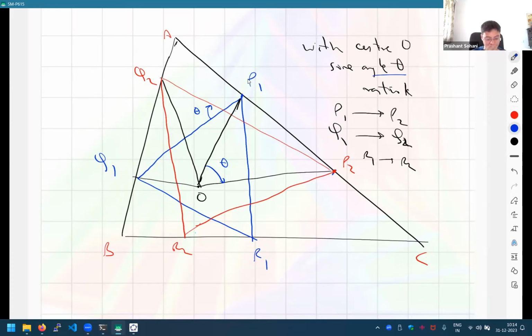So what I'm asking you to think about now is, can you find any properties of this point O which may help us to solve this problem, that is, why this point O does not change? It may be useful to try to find some properties of this point O. So think about that.